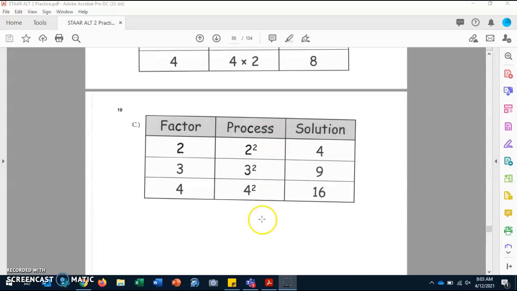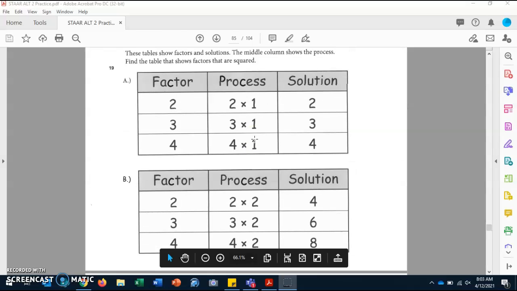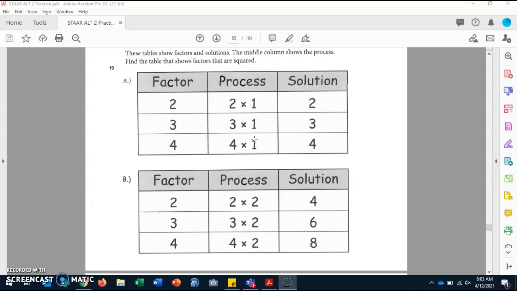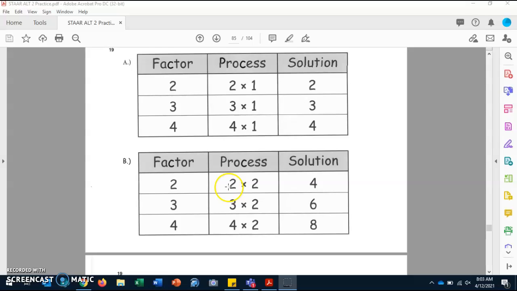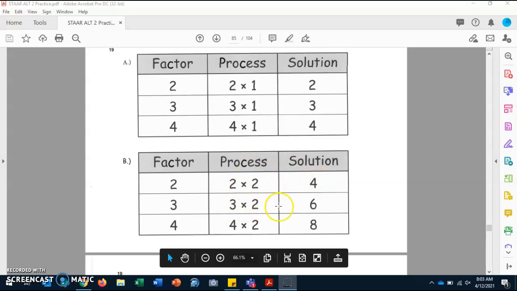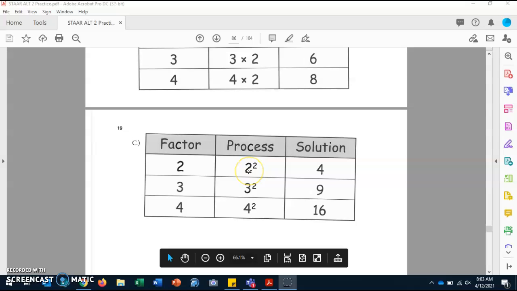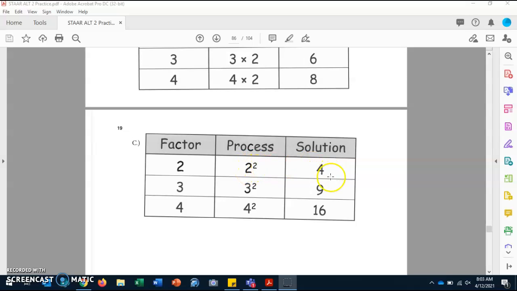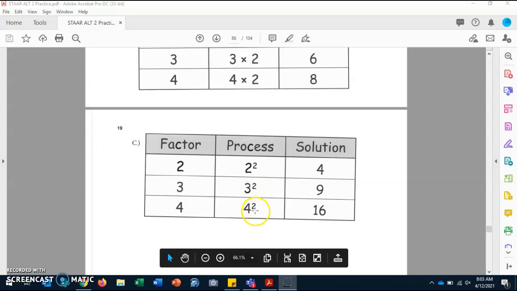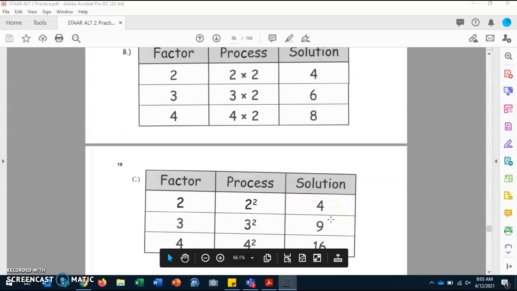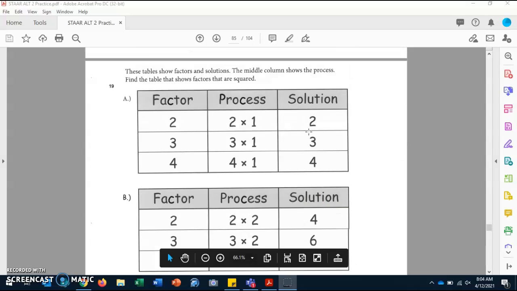So we have three answer choices right here, and we are going to find which one is squared. So let's go through letter A. It's 2 times 1 equals 2, 3 times 1 equals 3, 4 times 1 equals 4. Letter B is 2 times 2 is 4, 3 times 2 is 6, 4 times 2 is 8. And here we have 2 with the exponent of 2 is 4, 3 with the exponent of 2 is 9, and 4 with the exponent of 2 is 16. So out of these three questions, can you tell me which one is squared?